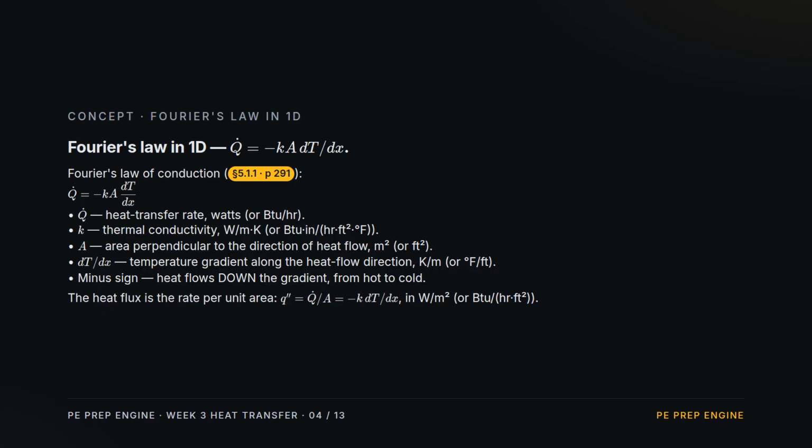Fourier's law in one dimension. Q dot equals minus K times A times dT over dx. K is the conductivity, A is the area perpendicular to heat flow, and dT over dx is the temperature gradient. The minus sign is convention. Heat flows down the gradient, hot to cold. Divide by area, and you get the heat flux, Q double prime.